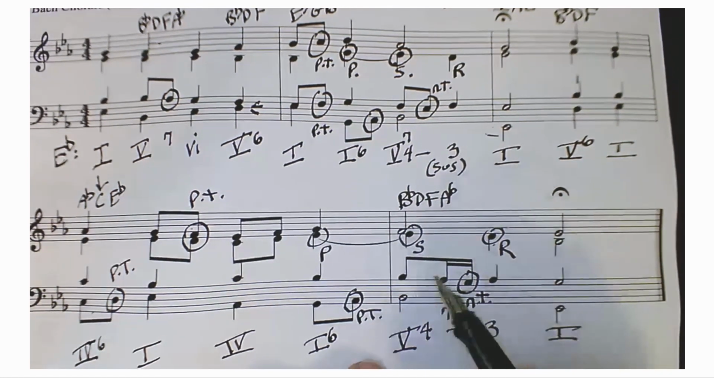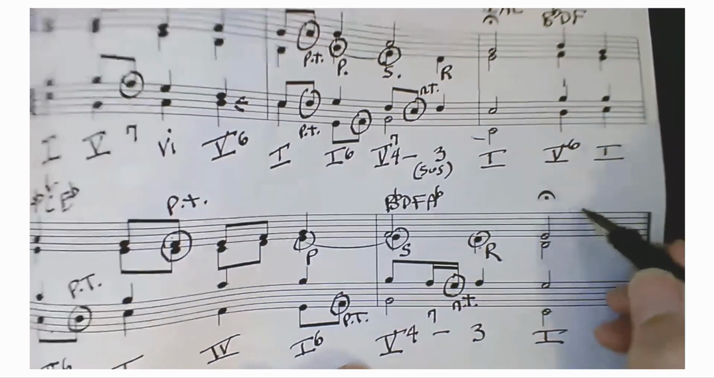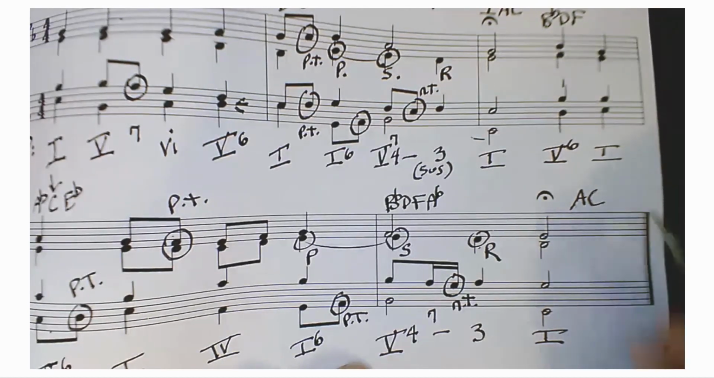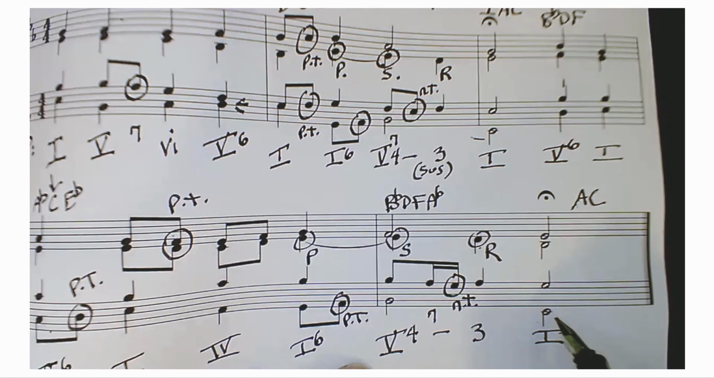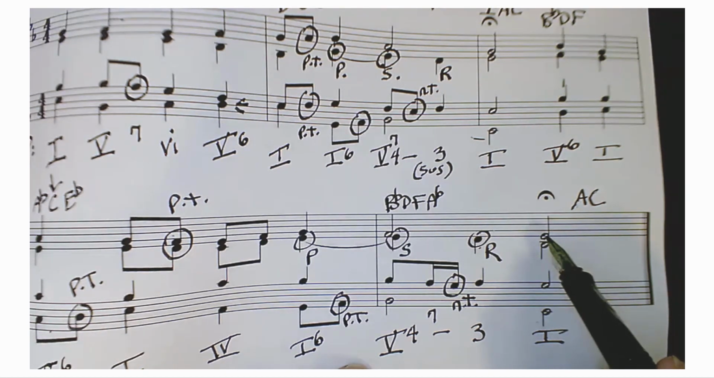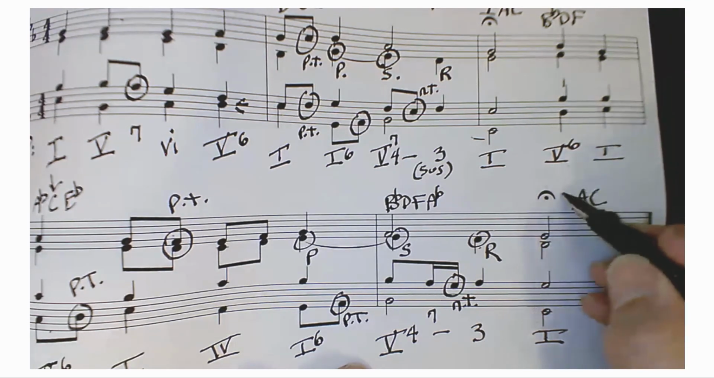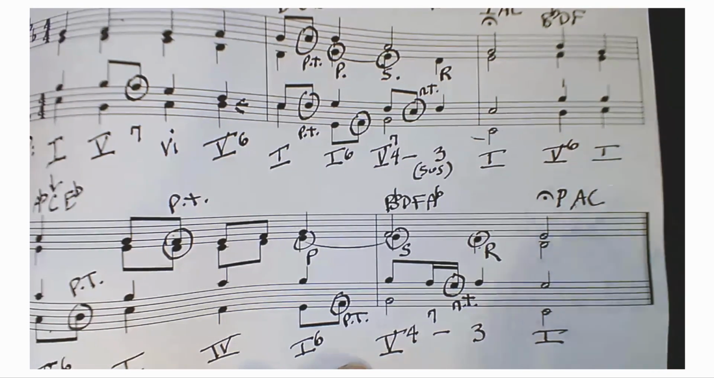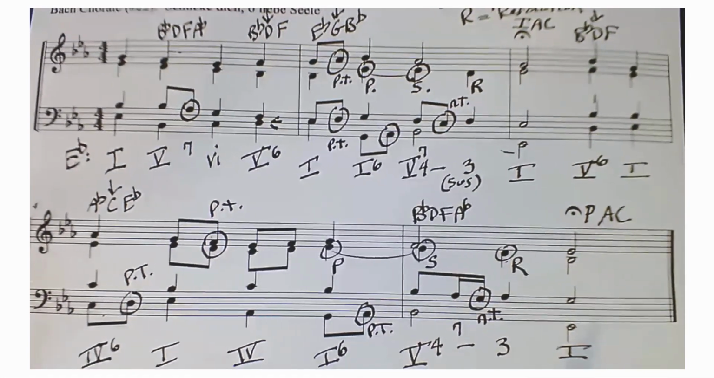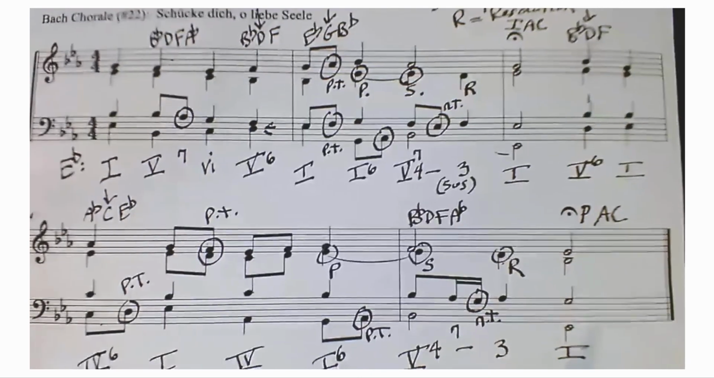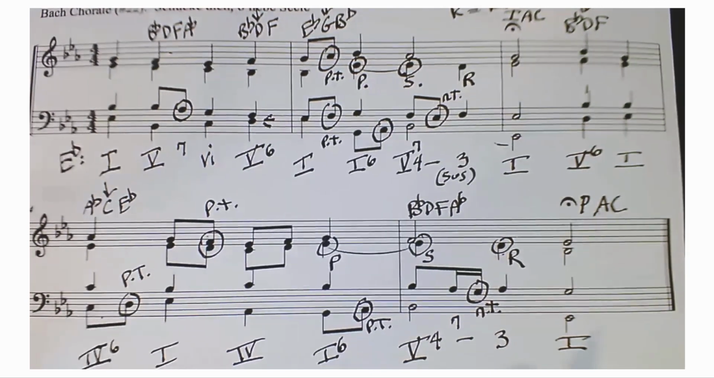So let's take a look at the cadence. 5 going to 1. We know that's an authentic cadence. And let's see, it's root position, and it is root position. And look, the tonic pitch is actually there. It's in the soprano. So this is in fact a perfect authentic cadence. So there is our analysis. I'm going to just sort of position it here so you can see the whole thing.